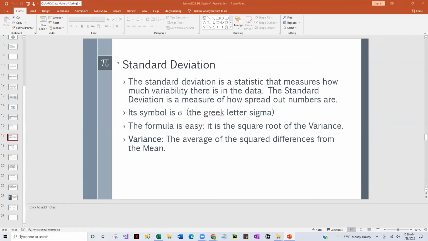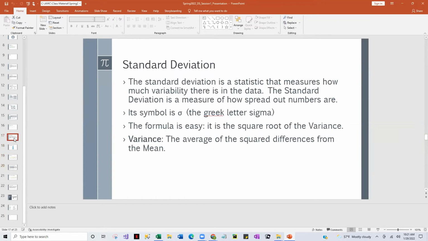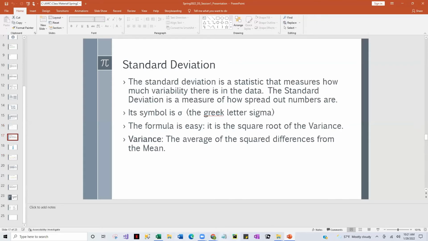A standard deviation is the measure of the variability within the data, and it tells us how the numbers are spread. For the formula, we find the square root of the variance, and the variance is here. Or do you want to see the formula for the standard deviation? I think we can do this.